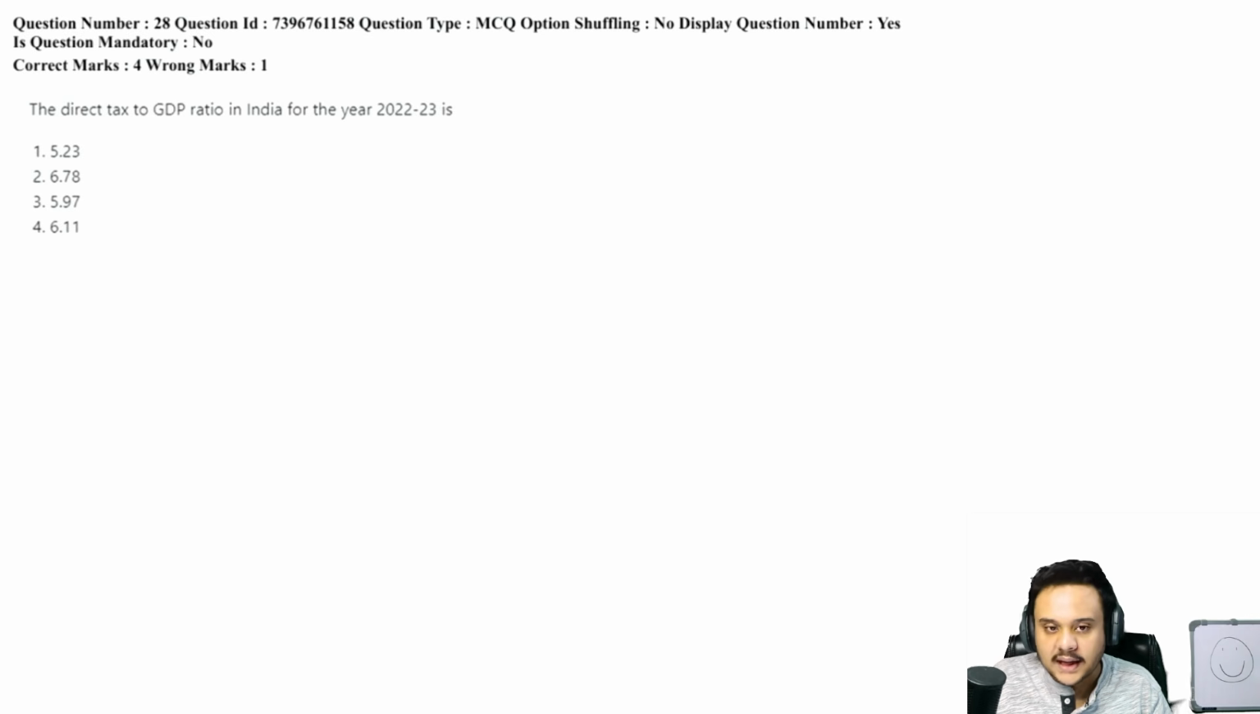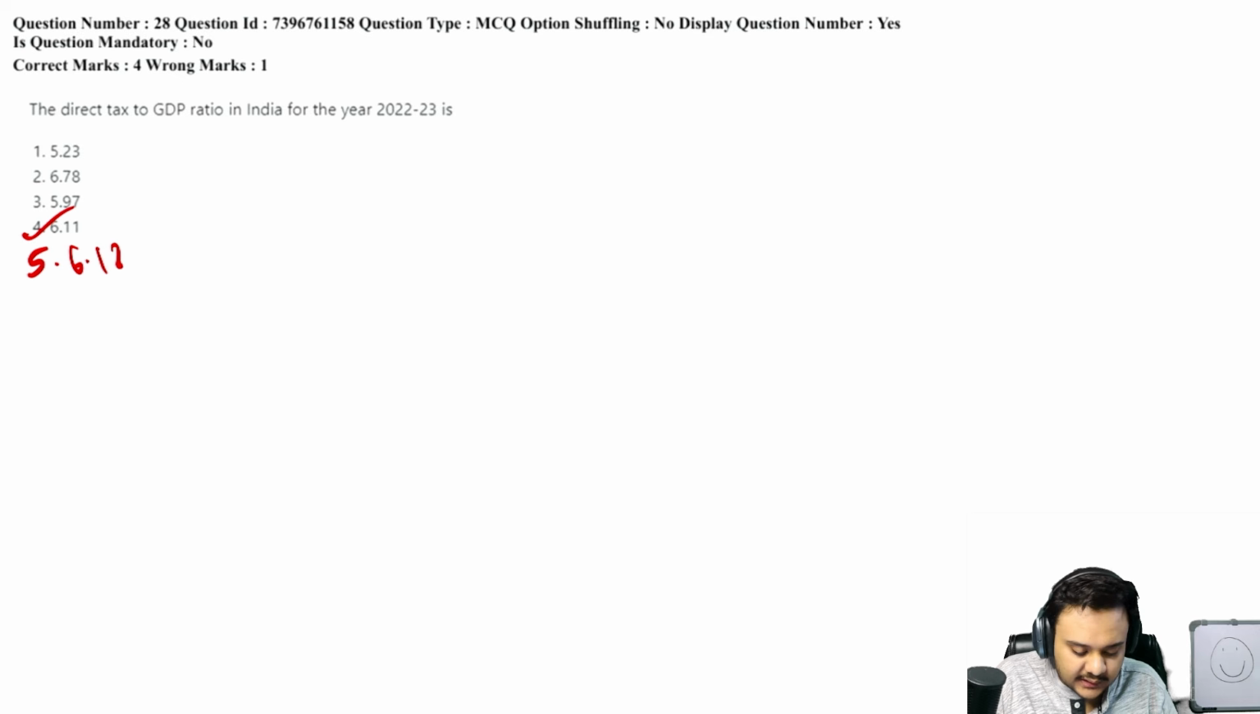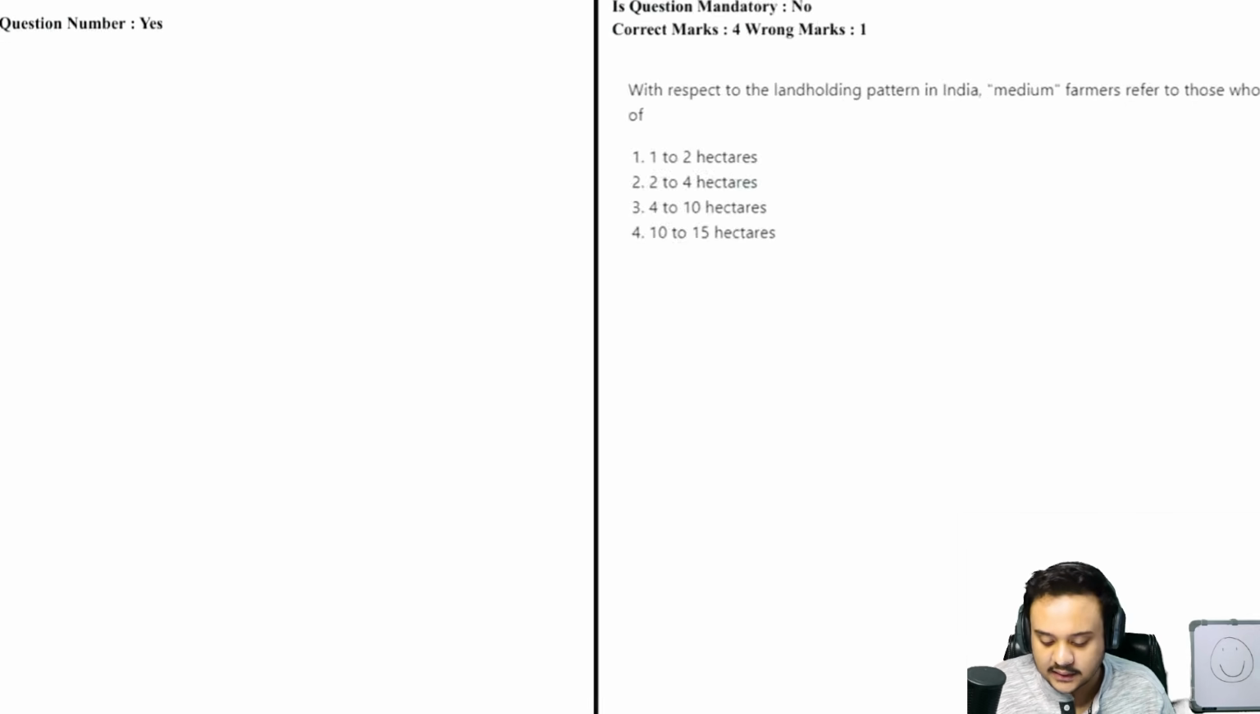Don't get too greedy and just start answering random questions, all right? So again, the 28th question is about the direct tax to GDP ratio in the year 2020 to 23. The answer here is D. But in such types of questions, as I said, what you should do is just write down your own option and say the answer is this. Because who cares, dude? I'm just kidding. Don't answer these. Let us move on.